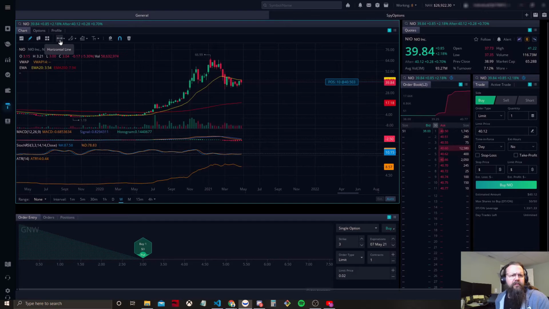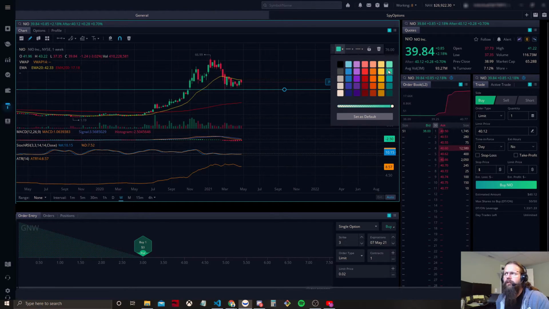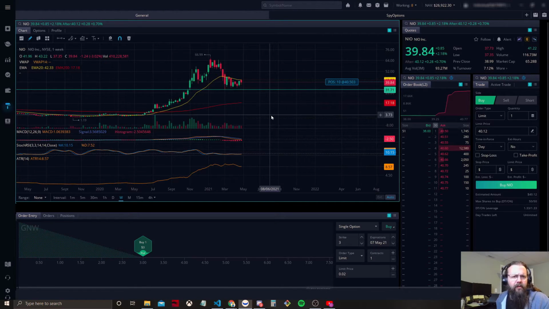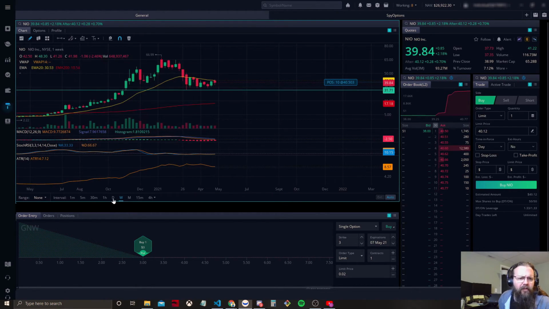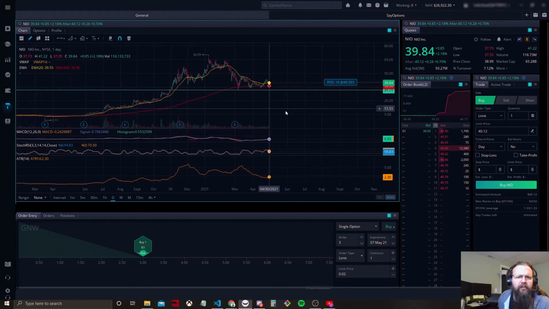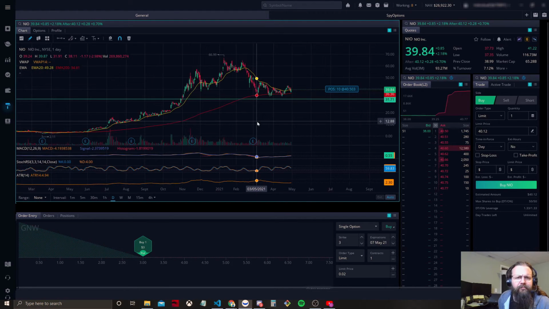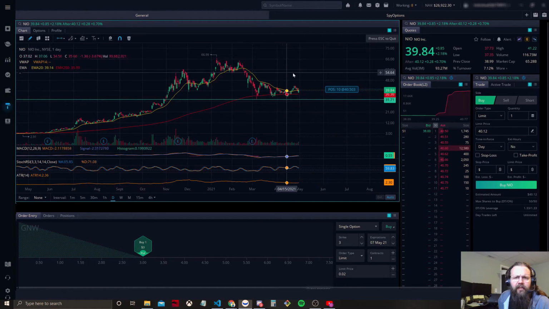So, let's grab our horizontal line. I'm going to start with an area of support. I usually like to make that green. And let's see if we can draw a second one. Zoom in just a bit. We are on the weekly. Let's switch to the daily and zoom out. Okay, that's better. So, there's our first one. Let's get a second one in here.